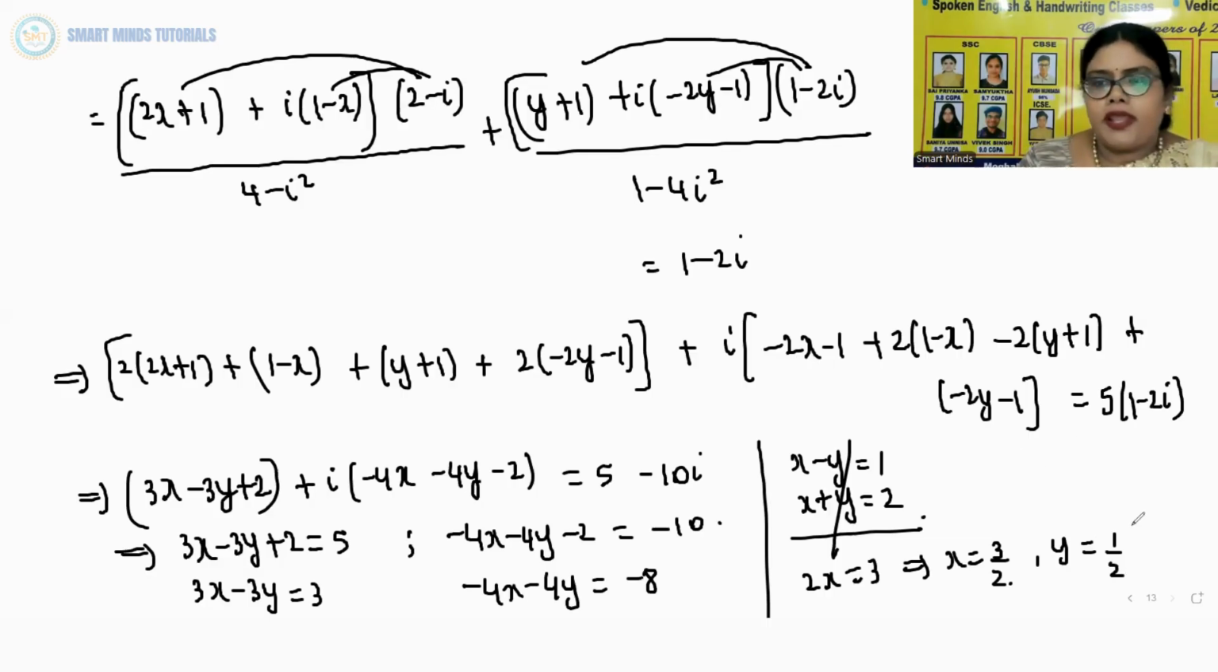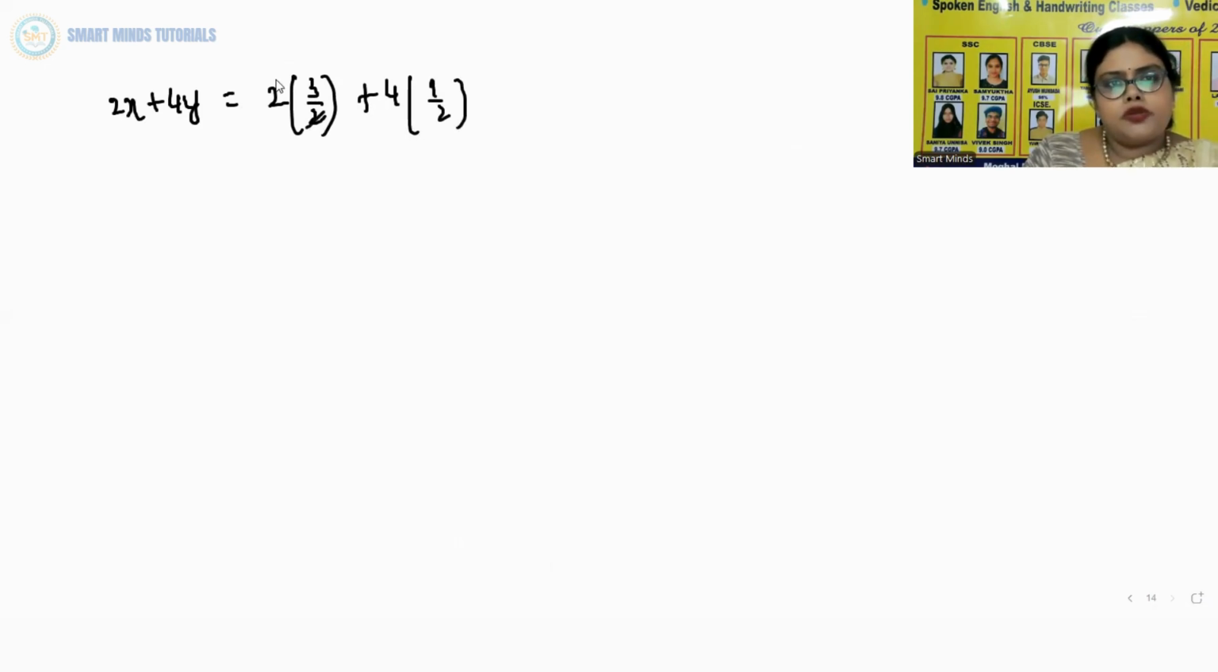Now after finding x and y values, we need to substitute in the given expression. So 2x plus 4y, that is 2 into 3 by 2 plus 4 into 1 by 2. 2 twos cancel, 2 ones are 2, that is 3 plus 2, which is equal to 5. Option A.